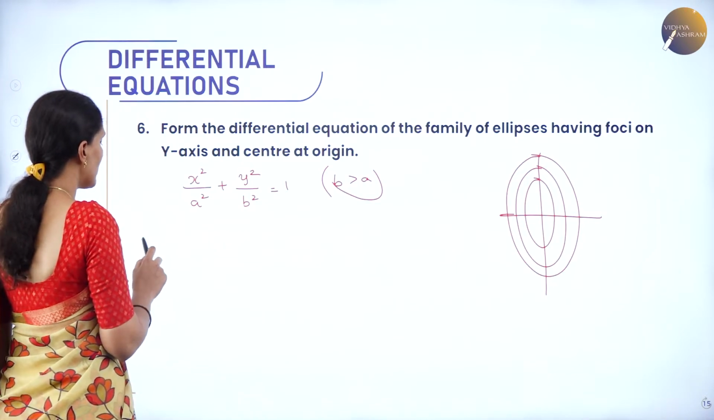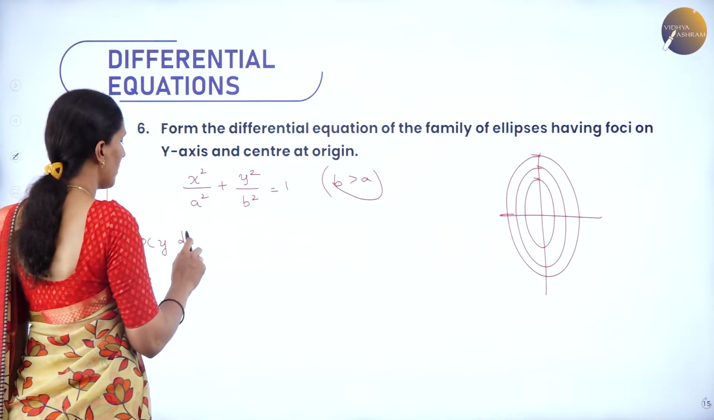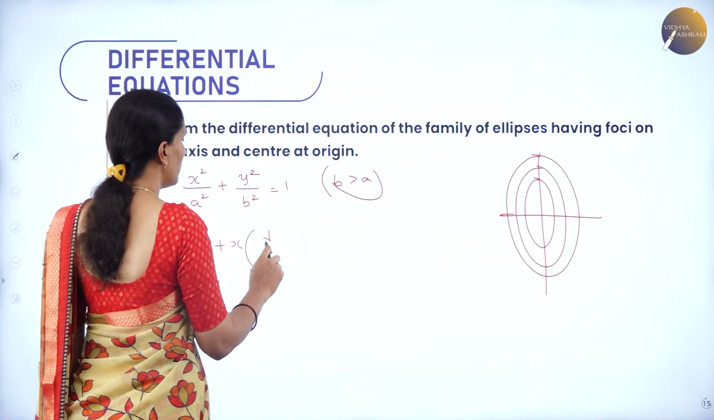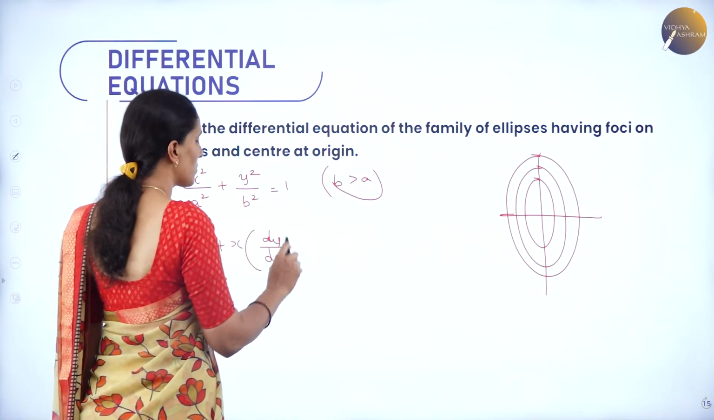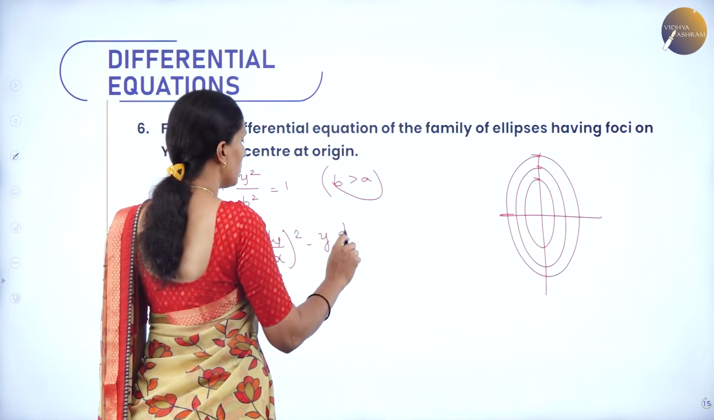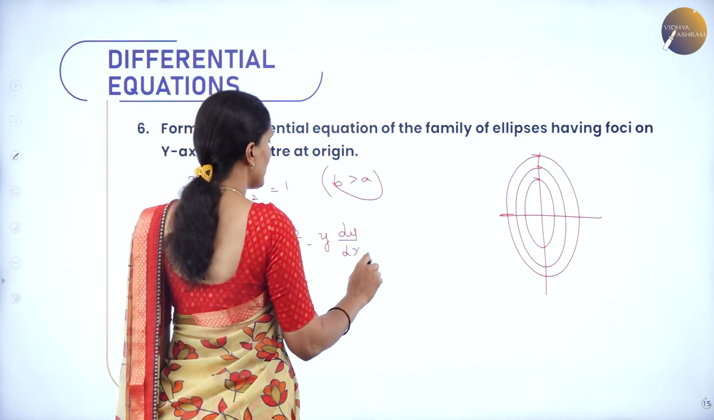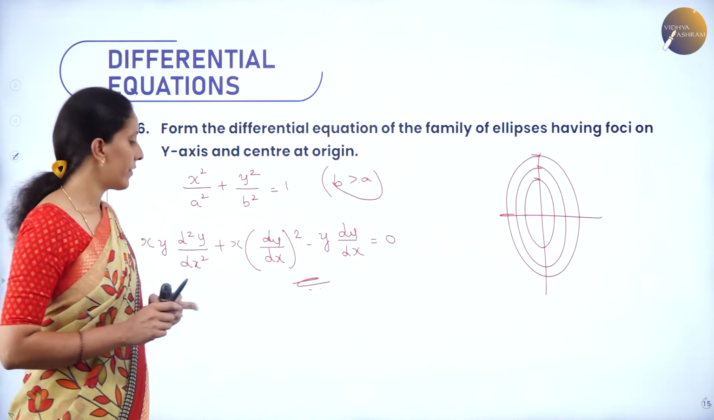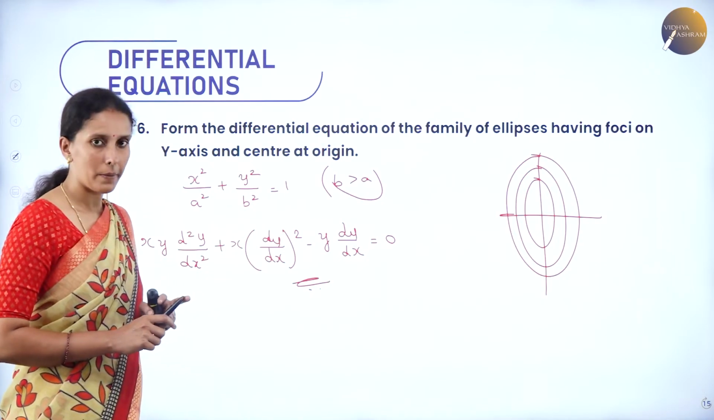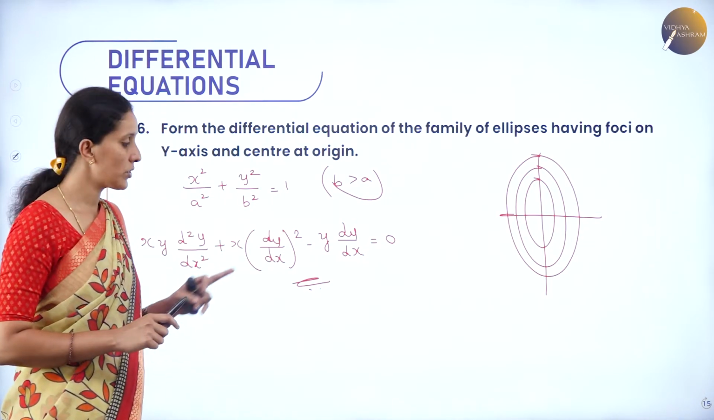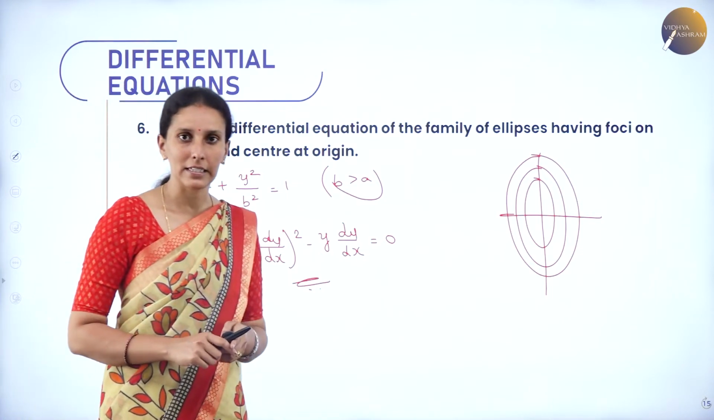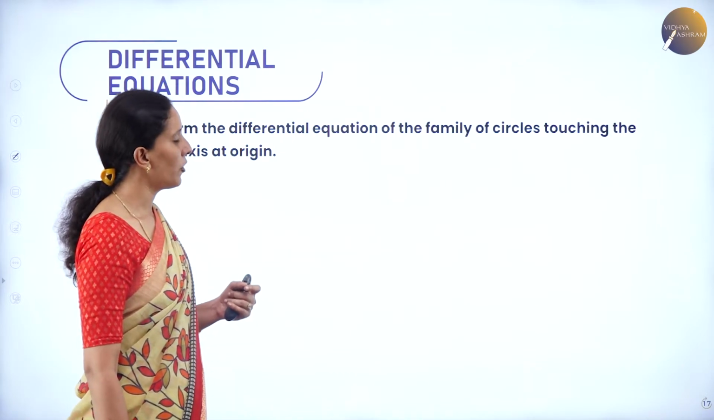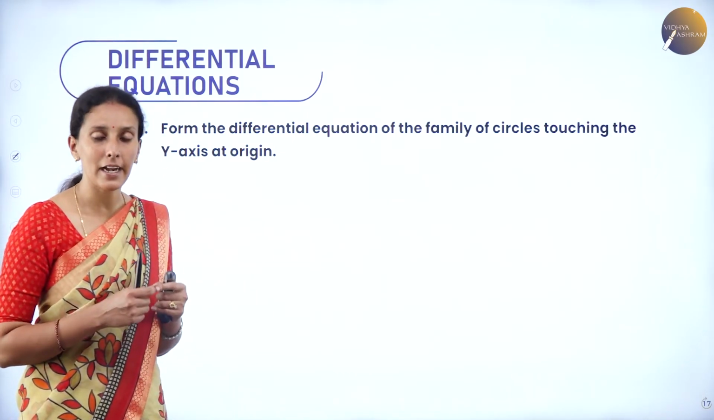So the answer will be xy d square y by dx square plus x into (dy by dx) whole square minus y into dy by dx is equal to 0. So again, for this type of ellipse also, the differential equation is xy d square y by dx square plus x into (dy by dx) whole square minus y into dy by dx is equal to 0. Now form the differential equation of the family of circles touching the y-axis at origin.